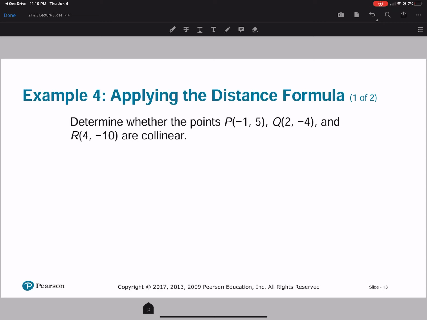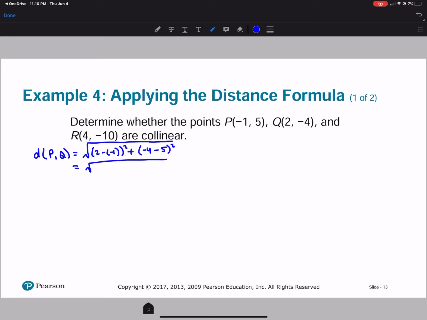So we're going to go through the same process. We're going to look at the different distances. So therefore, and I'll do this in blue, the distance between P and Q will equal the square root of 2 minus negative 1, and I'm going to square that, plus negative 4 minus 5 squared, which is just going to equal the square root of 9 plus 81. And then that equals the square root of 90.